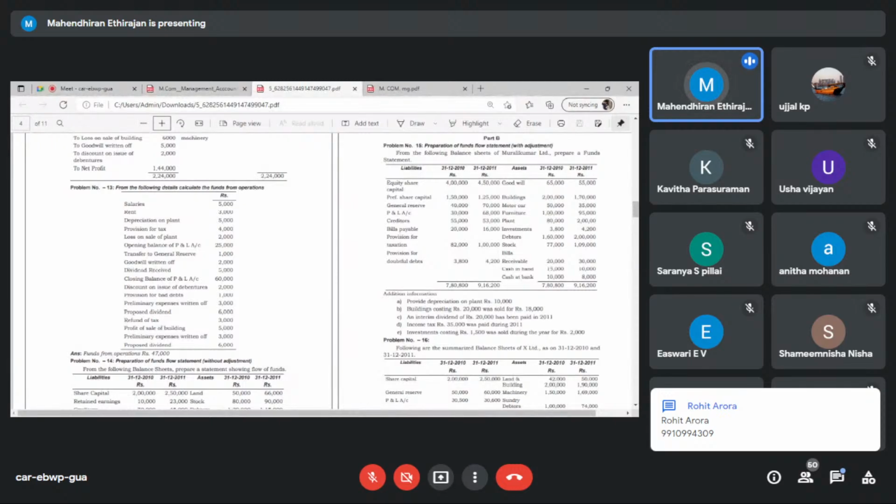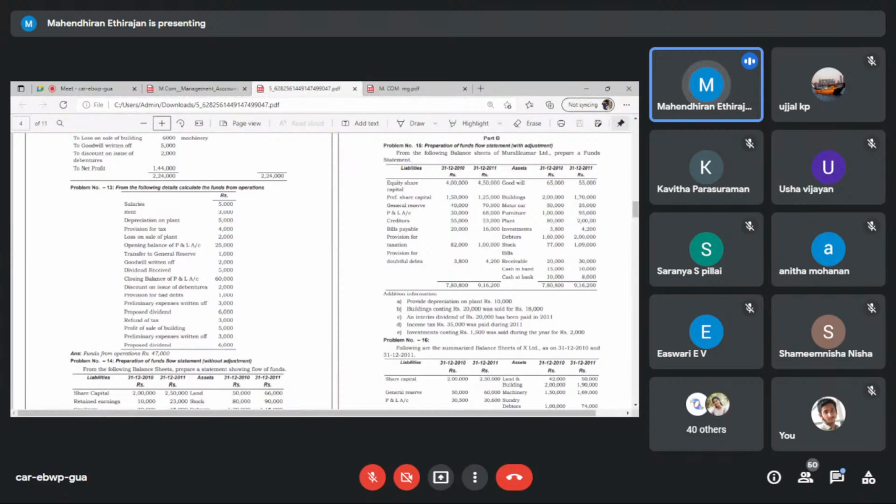Note it down. Provision for bad debts is for selling your goods. Some of the debtors do not make the payments. Maybe you can record it in future. So it's a part of trading nature, trading expenses. You ignore it. And preliminary expenses write-off will appear 2 times, and proposed dividend also appears 2 times. So you can get funds from operation 47,000, I think so.